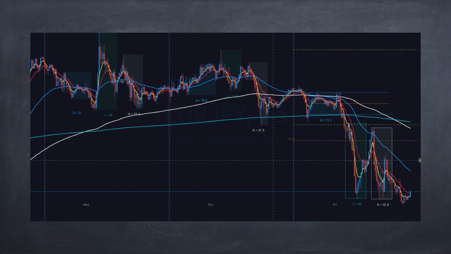Okay. So I mean, again, if you were paying attention to it, your entry would have been probably down here or something like that, if you're fast enough to catch it. But you can see it's just literally a straight drop, and it just keeps going.